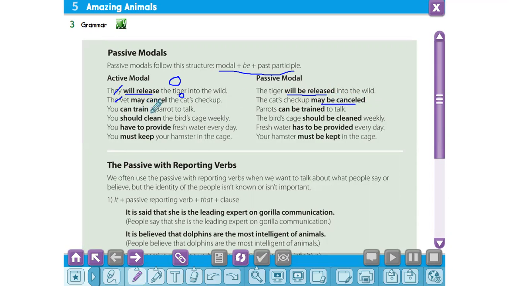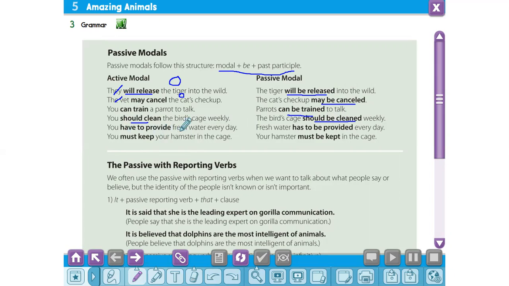You can train a parrot to talk. Parrots can be trained to talk. You should clean the bird's cage weekly. Here it's an active modal. Why? Perfect, because we use modal should plus base form. The bird's cage should be cleaned weekly. It's a passive modal. Why? Because we use should be plus past participle.